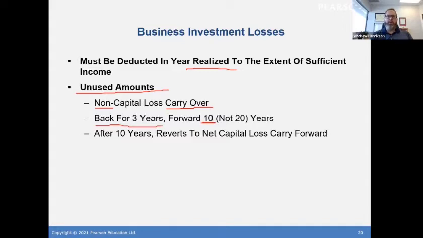So they become this weird kind of hybrid. So you start out with the business investment loss, you claim as much of it as you can in the first year. Then it converts to become part of your non-capital loss, but you can only carry it forward for 10. Then after the 10 years, well, guess what happens? It turns into a net capital loss, and then it's carried forward until the death of the taxpayer. So this is a little bit of a changeling. It morphs here into different things through its life cycle potentially.